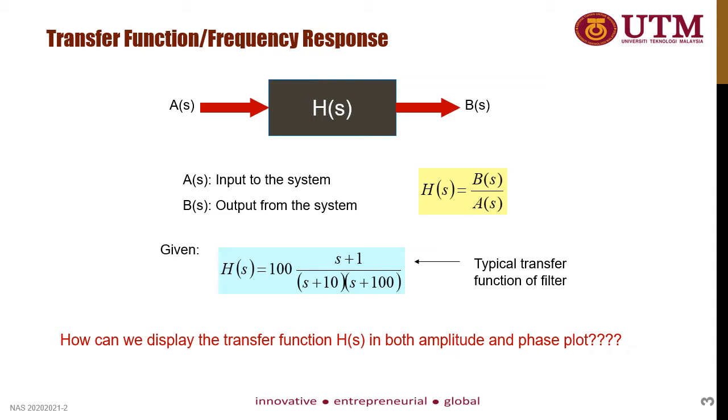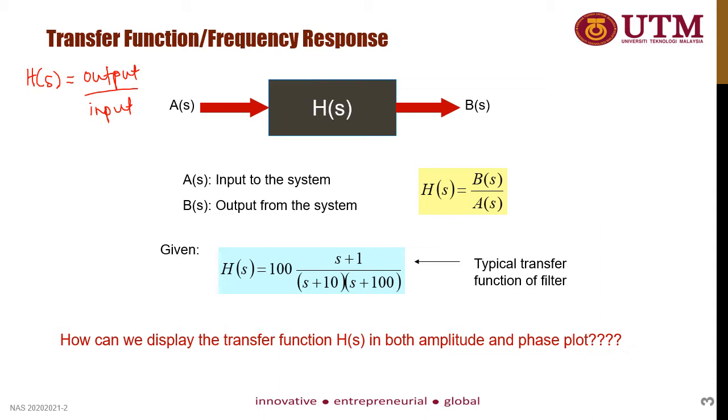Okay, so from the transfer function, usually represented as H in the s domain, which is basically the ratio between the output divided by the input, we can estimate what type of filter the system is, what the cutoff frequency is, and which part is the passband area and which part is the stopband area.